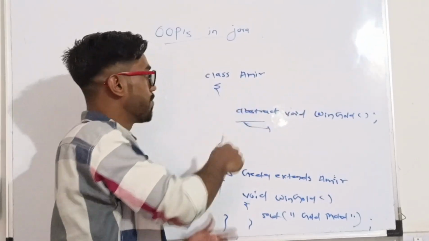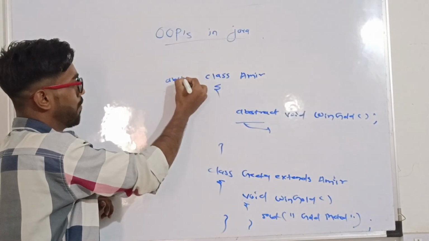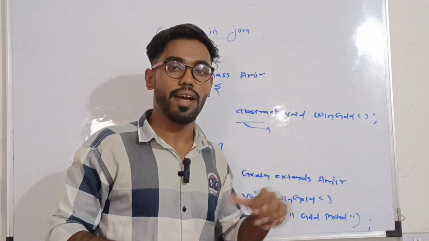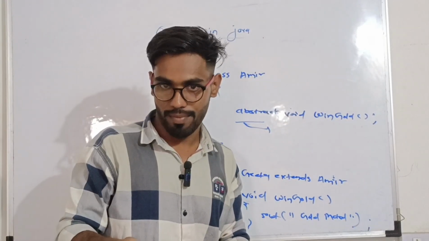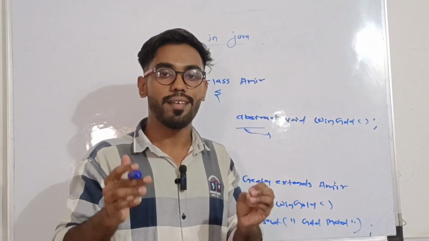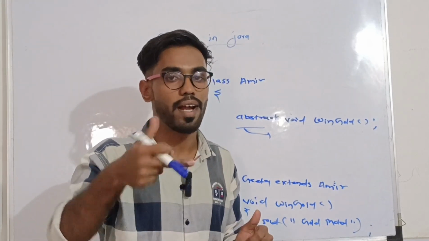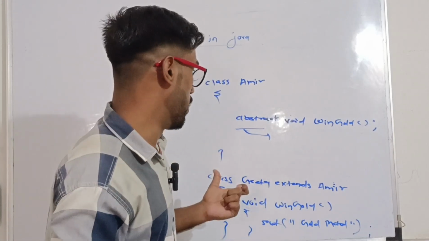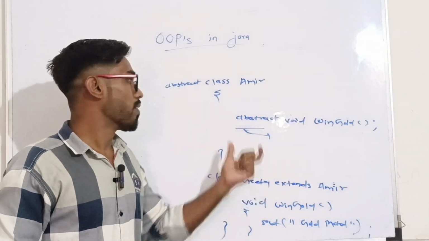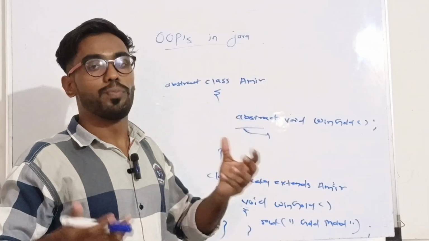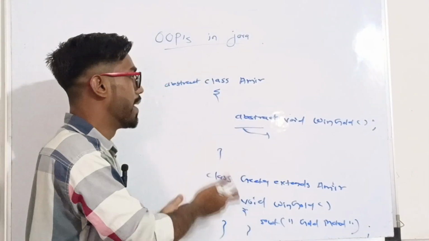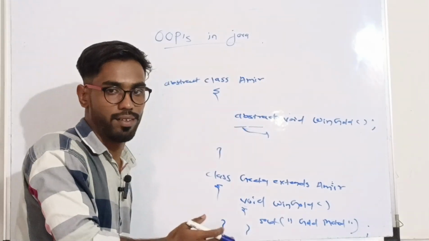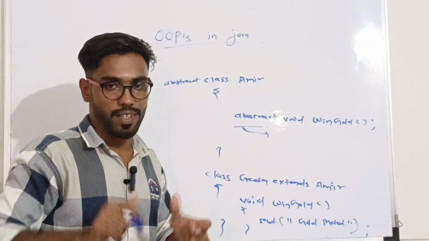Sorry, I forgot to write the abstract method. There is an abstract class, and the abstract class includes abstract methods as well as normal methods. An abstract method we can write only in an abstract class; we cannot write an abstract method in a normal class. That's the point we have to remember. And the programmer's responsibility is to inherit that class and complete the abstract method in that particular class. That is the concept of the abstract class.